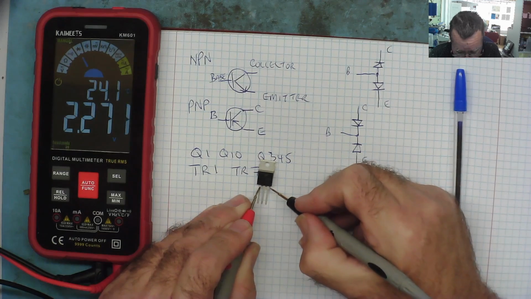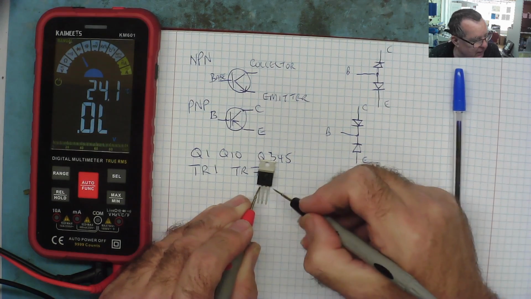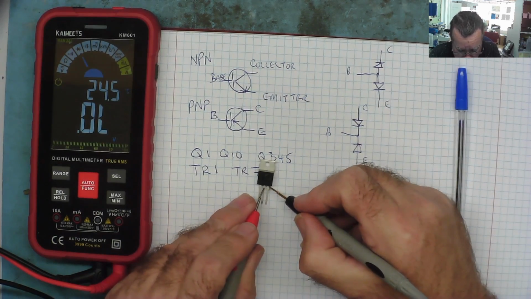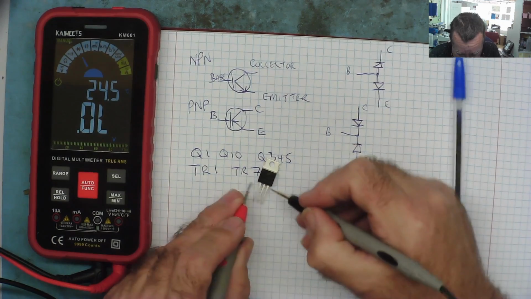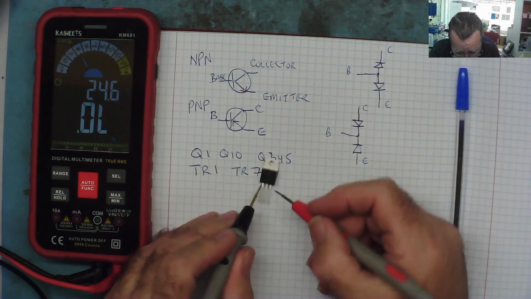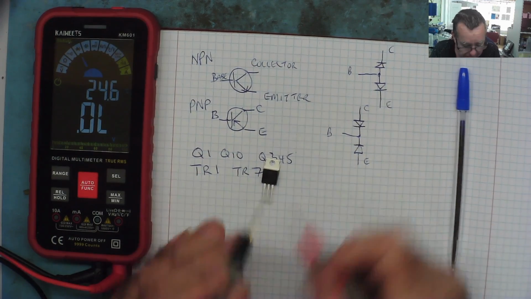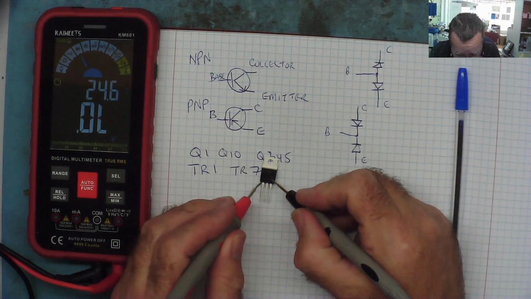643, 645. You notice these slightly different readings. Between the other two legs, we read nothing, okay? The open circuit. And if we go the opposite way round, so the black is on the base, we know this is the base, we get nothing. So the only time we ever see a reading is with the positive to the base.